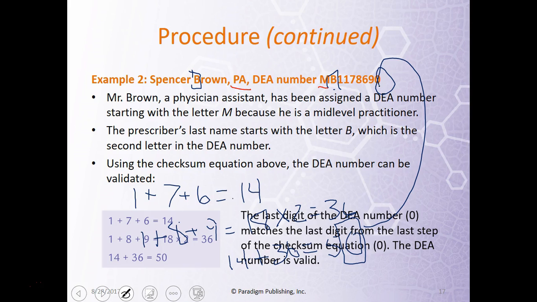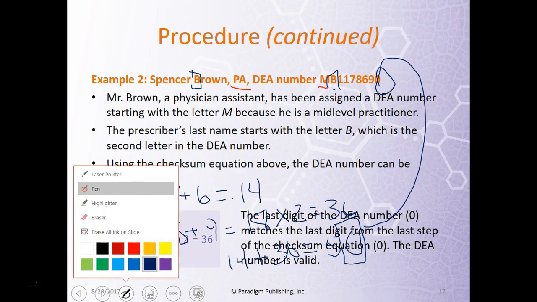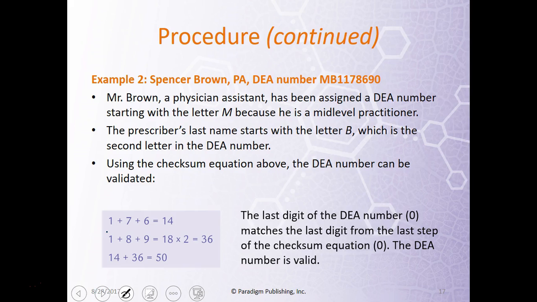So let's see if I can erase my screen. So that's what we did. 1, 7, and 6 is 14. 1, 8, and 9 is 18. Times 2 is 36. It gives us 50. The last digit of the DEA number is 0. It matches up with the checksum, 0. We have a valid DEA number.